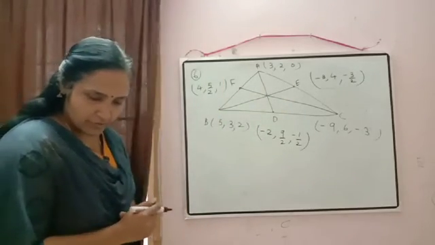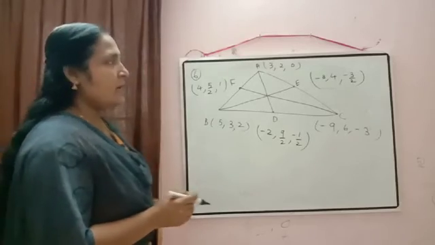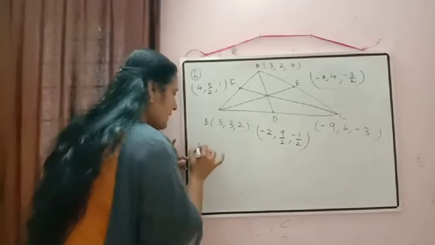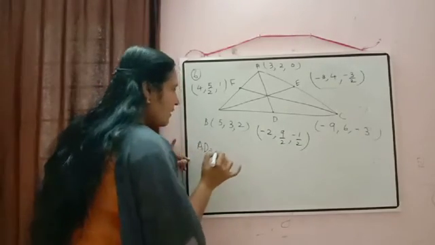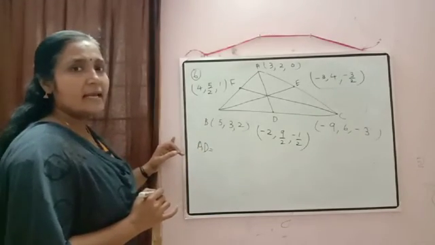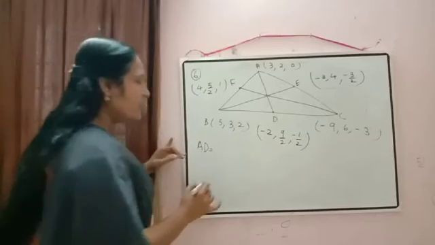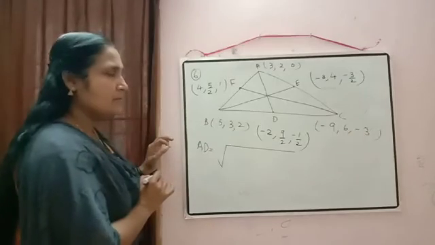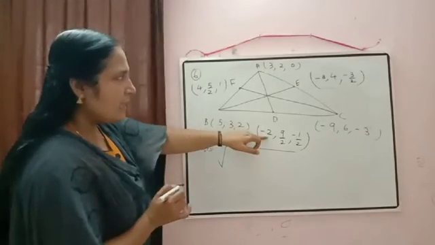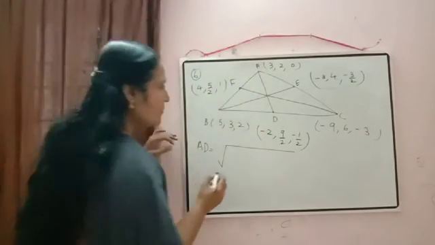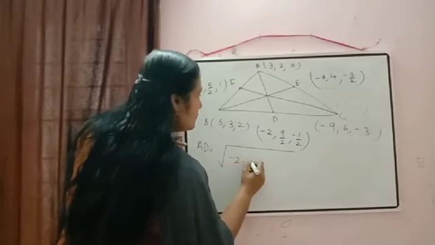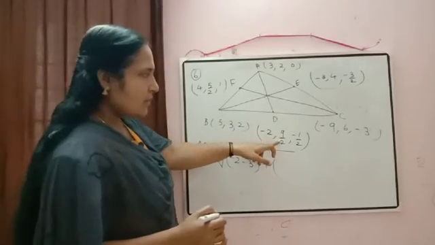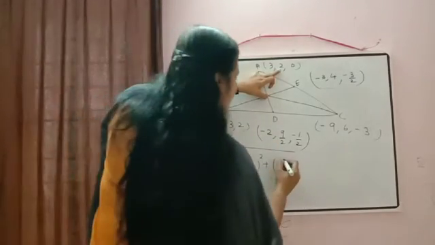Now what do we want? We want the length of the median. Length of the median means what we need? We need the length of the line segment AD. So how can we calculate the distance AD? Yes, using the distance formula. According to the distance formula, it will be equal to square root of (x2 minus x1) the whole square, so (-2 minus 3) the whole square, plus (y2 minus y1) the whole square.